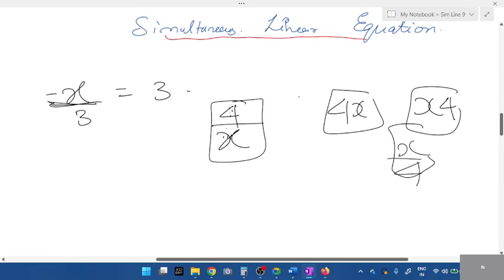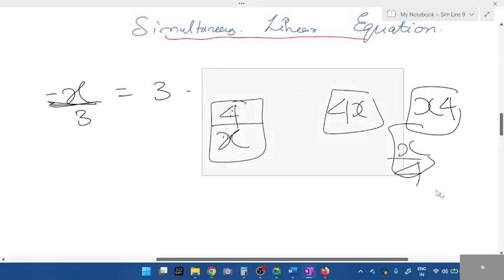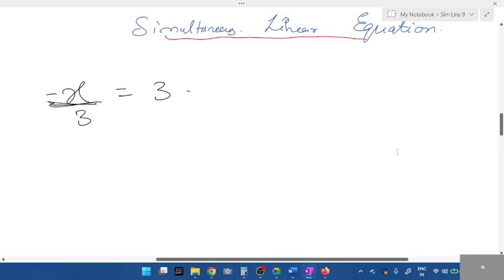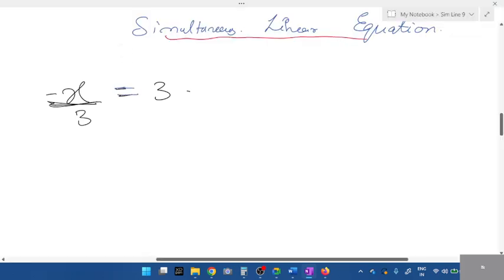So how are x and 3 related? Not that close. How are they related? Which sign? Division. Okay, it is division. What happens to 3 if it is division? 3 into 3. What's the answer?